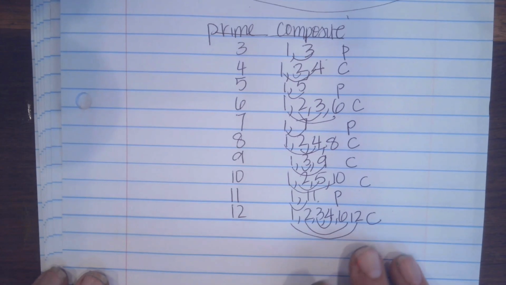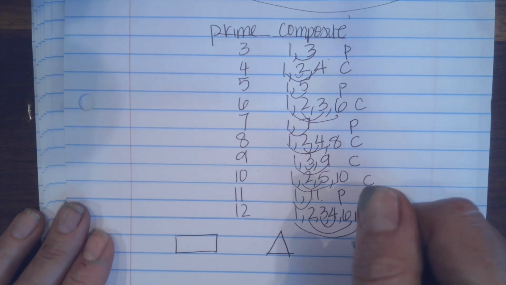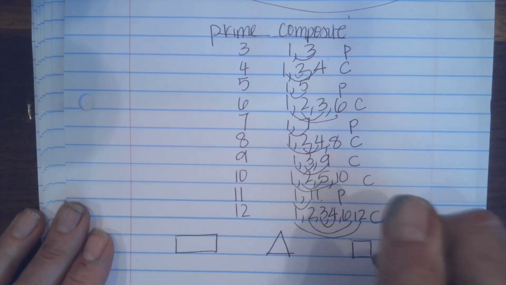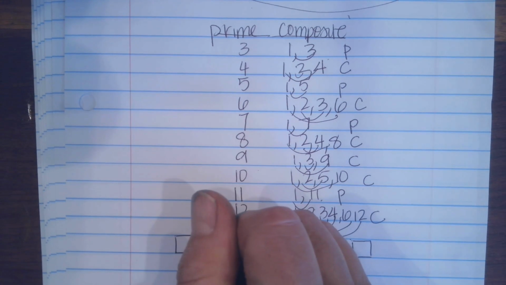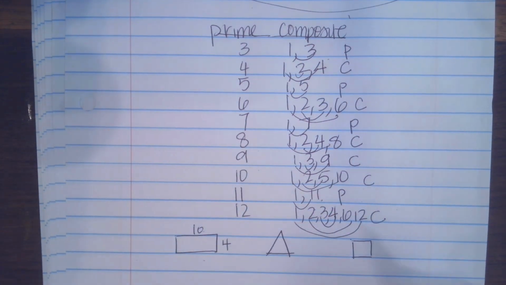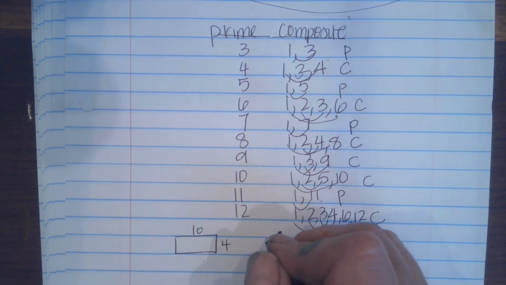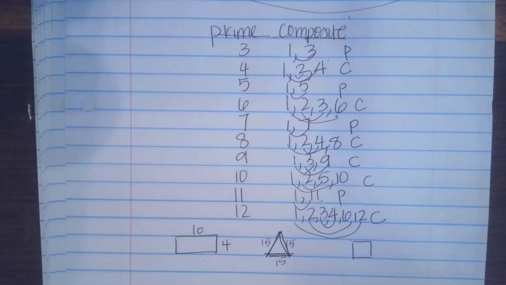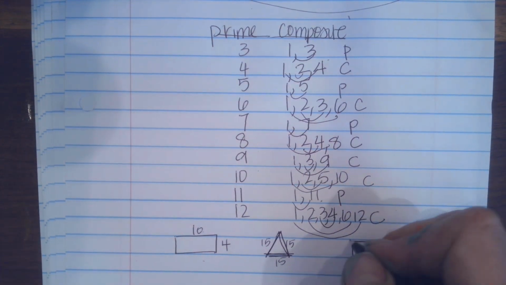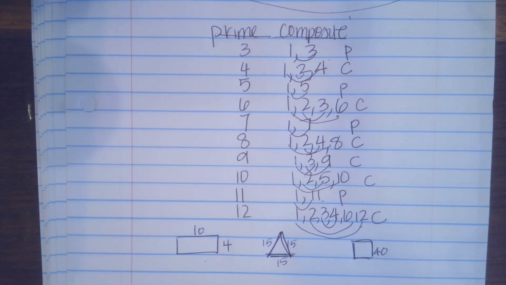Okay, we also did perimeter this summer. So for perimeter, you just add the sides. So if this is 10 and this is 4, you're going to say 10 plus 10 plus 4 plus 4. If this is an equilateral triangle and all of these are, let's say 15 centimeters, we would just add 15 plus 15 plus 15. And this is a square, so if this side is 40 and all sides are 40, you would just add that together.